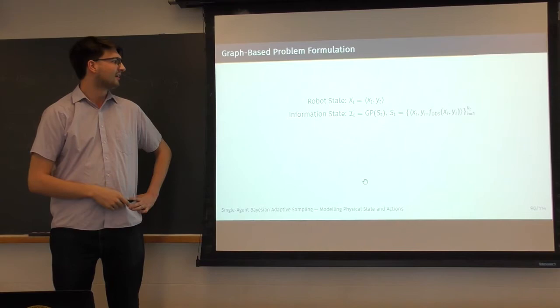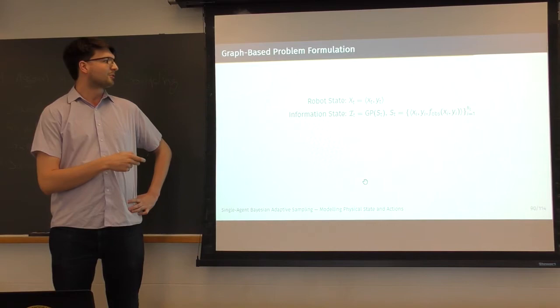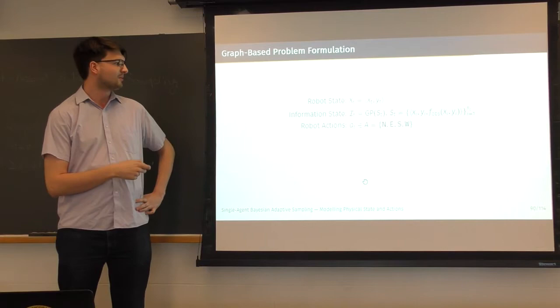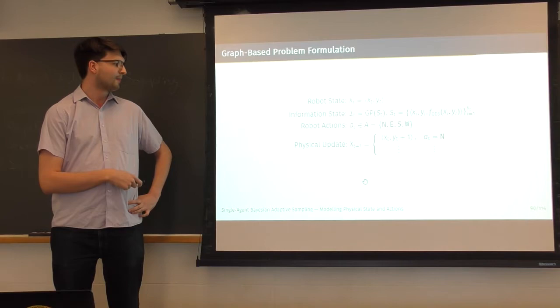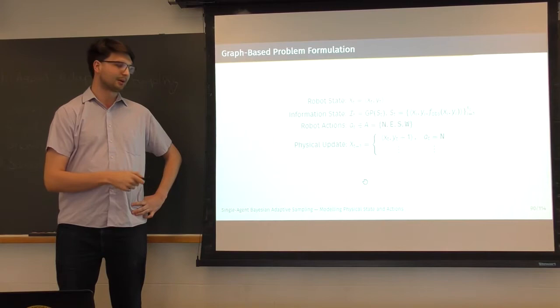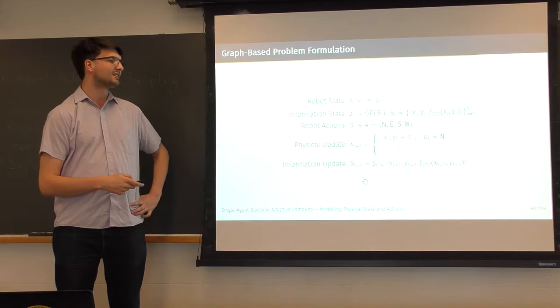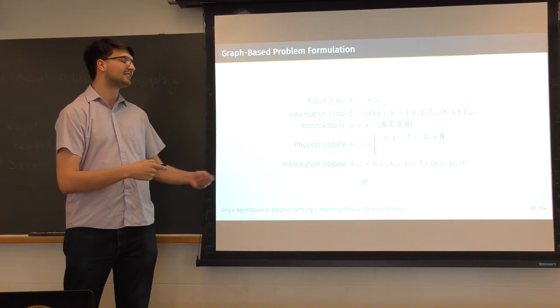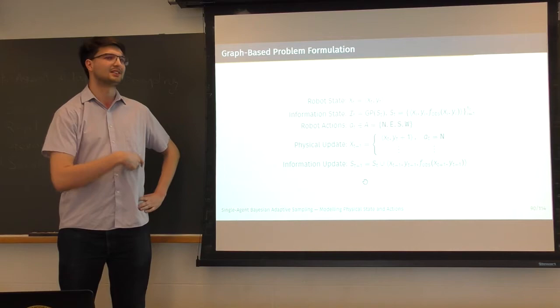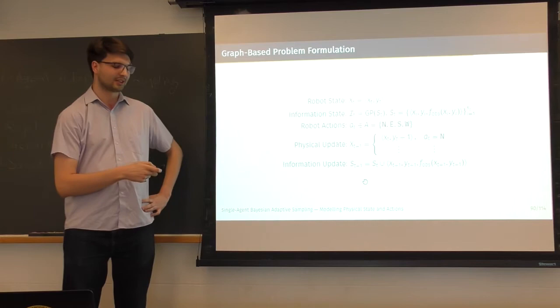To summarize everything I was just talking about in the state and action model, we've got a robot state, which is just x, y. We've got an information state, which is our Gaussian process. We've got a set of actions, where the action at time t can be any of that set. We've got physical updates, so if you move north, for example, then our y-coordinate increases by 1. And we've got our information update. After every time step, we add the measurement taken at our new location to our set of samples. Here I just presented it as updating the samples, but our information state is also updated since it depends only on the samples that we've taken.